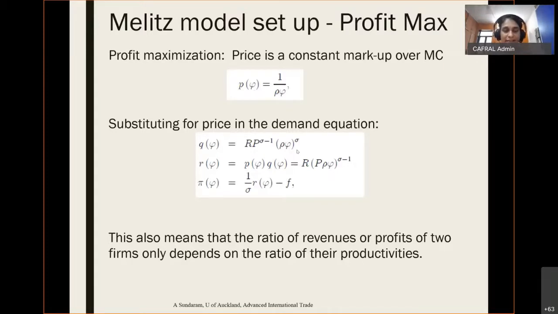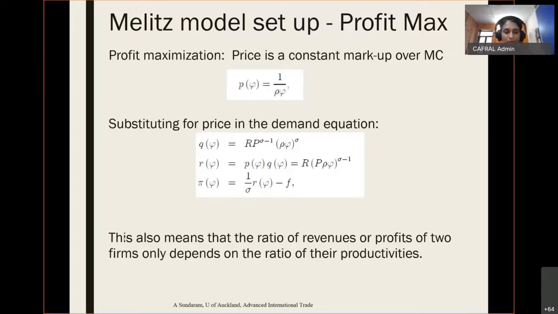Once I have the expression for Q, I can calculate revenue. So revenue for a firm of productivity phi is P times Q, and that is simply this expression. All we've done is multiplied the P and the Q. And then I can define profits. So profit is just your revenue minus your total costs, right? And if you solve that out, that is essentially 1/σ R, which is the revenue, minus your fixed cost F.